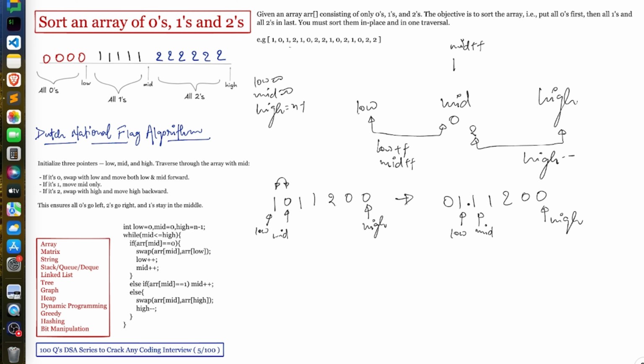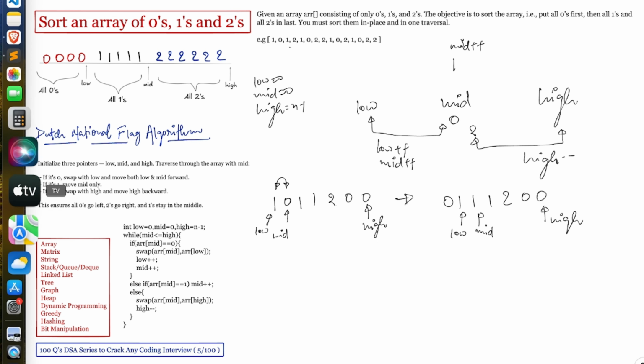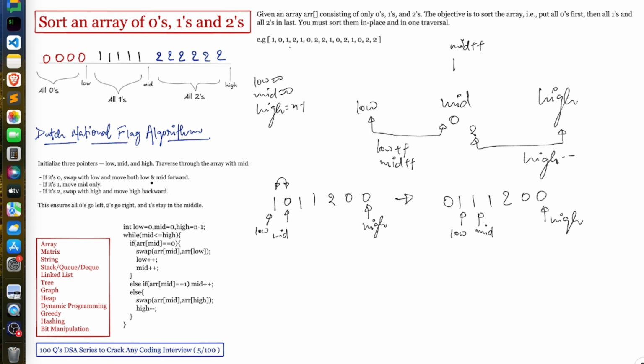Right? Now the number at index mid is 1. So once you encounter 1, don't do anything, just do mid plus plus. So go to the next index. Now here also the number is 1. So what you do, you just increment mid. So mid would be pointing to here. So now your mid would be pointing to here, right?